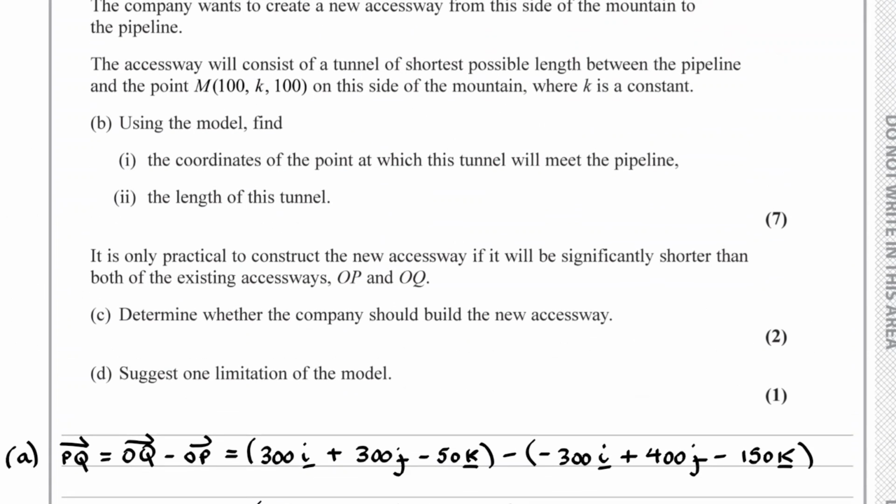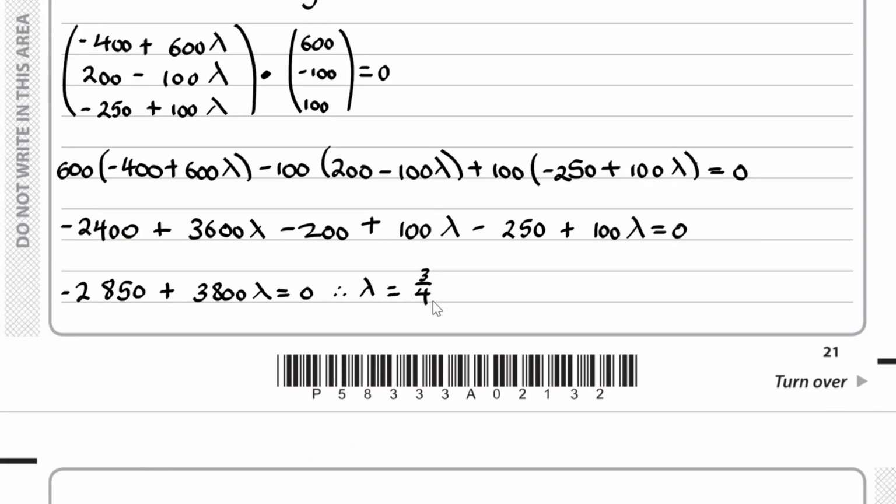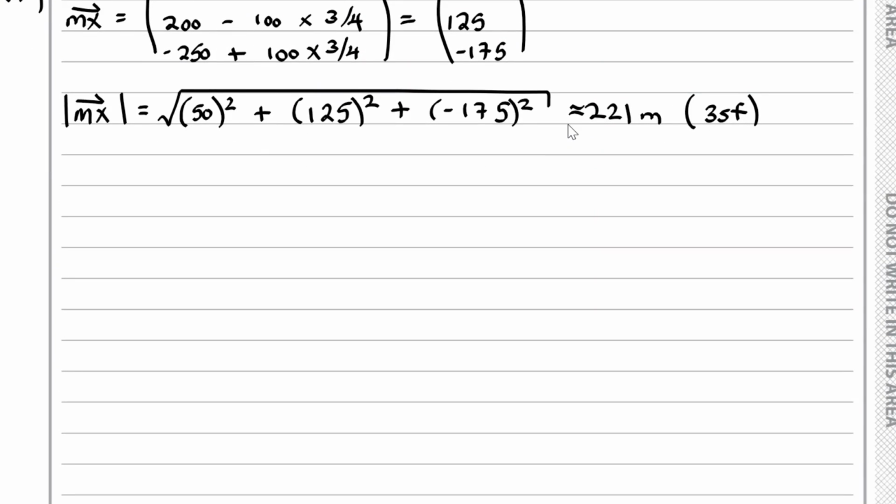Now for part C, it is only practical to construct the new accessway if it will be significantly shorter than both of the existing accessways OP and OQ. We have to determine whether the company should build the new accessway. Well, for this we just have to find out the length of OP and OQ and then compare that with what we have already. That is mx.